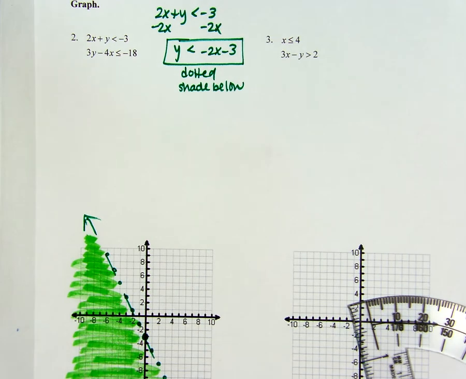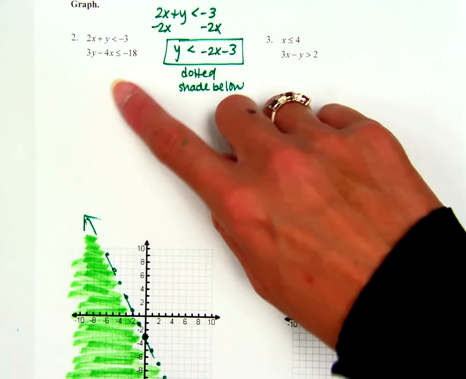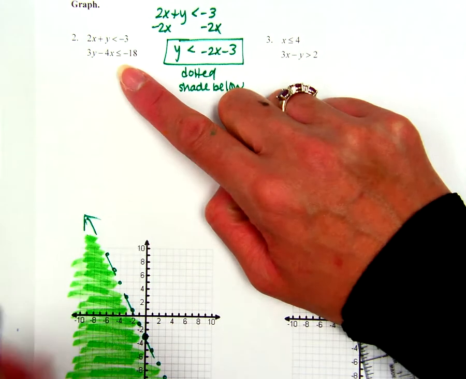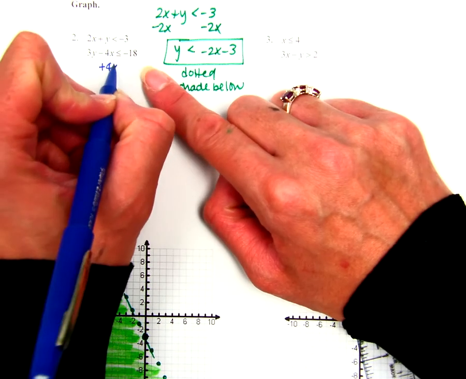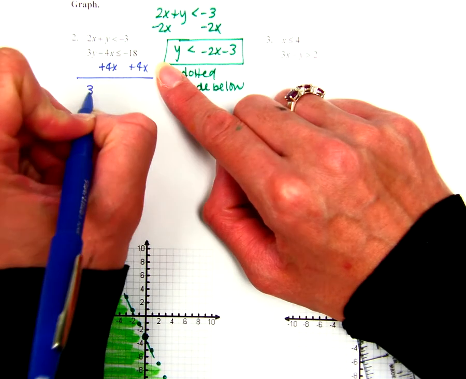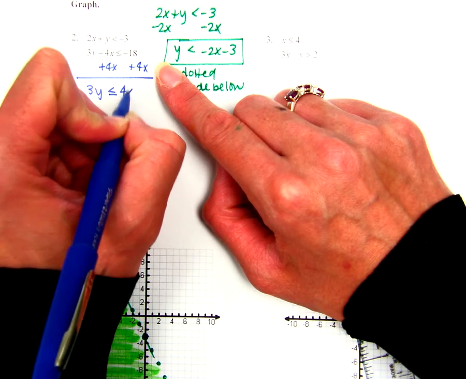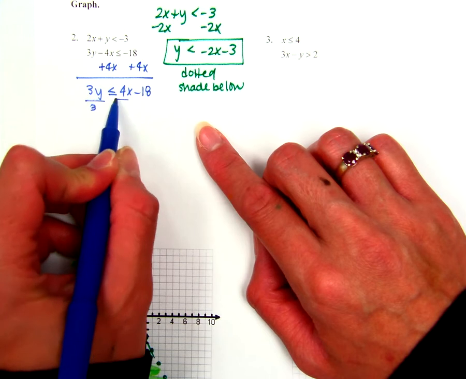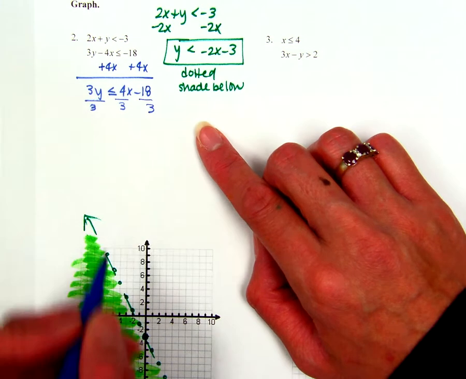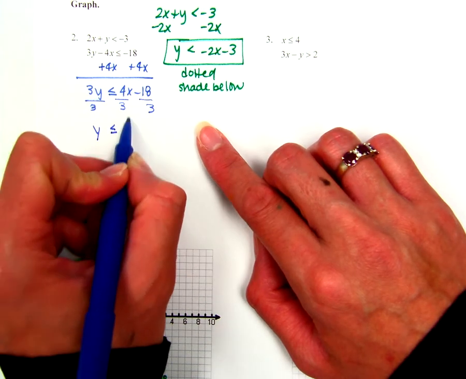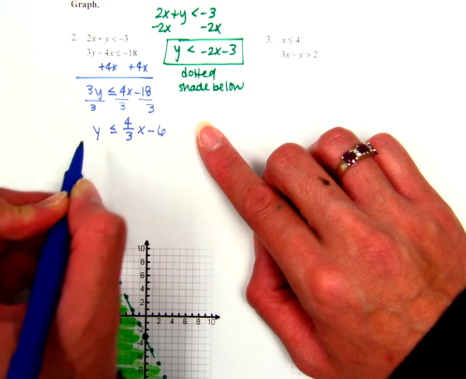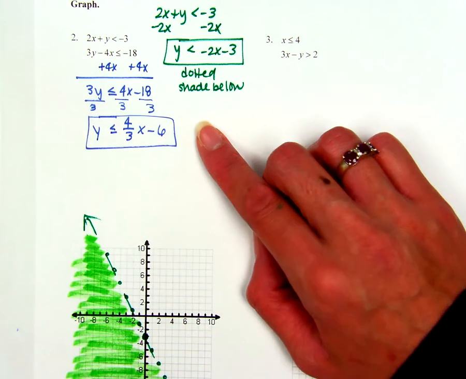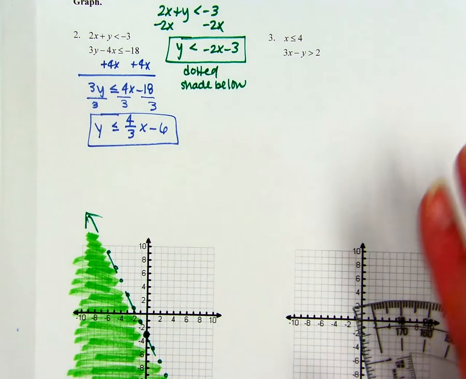All right, second inequality is 3y minus 4x. So I'm going to add 4x to move it to the other side. I have 3y is less than or equal to 4x minus 18. And then I need to divide by 3. And this gives me y is less than or equal to 4/3 x minus 6. Y is all by itself, and therefore I'm done solving for y.